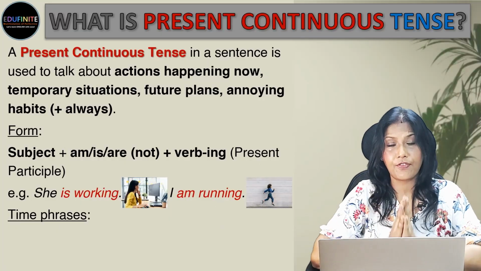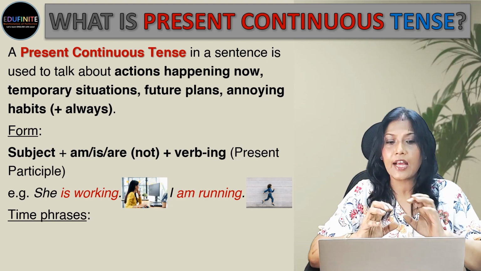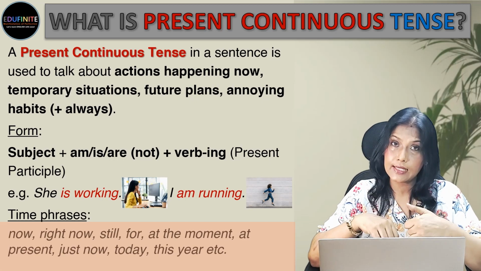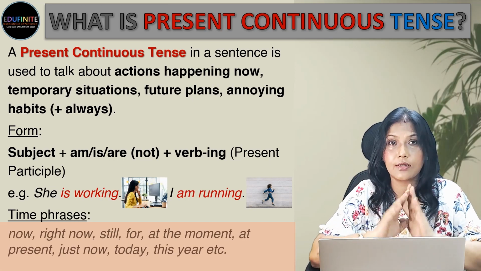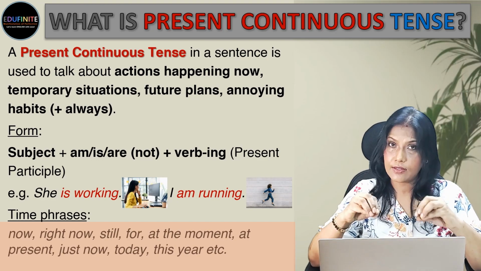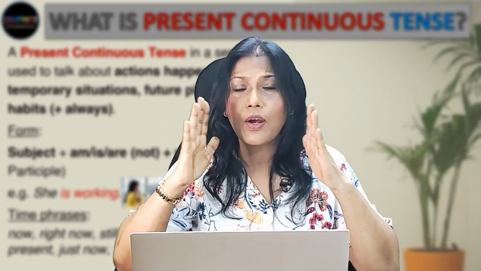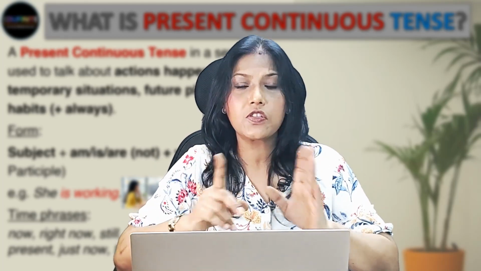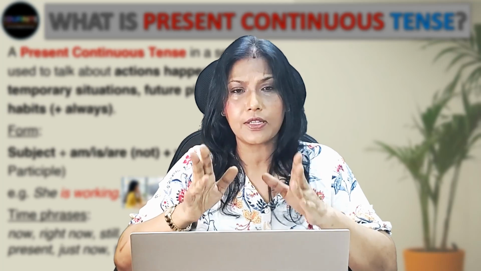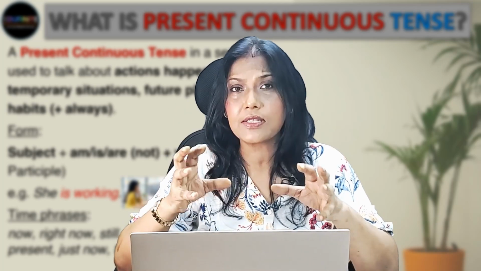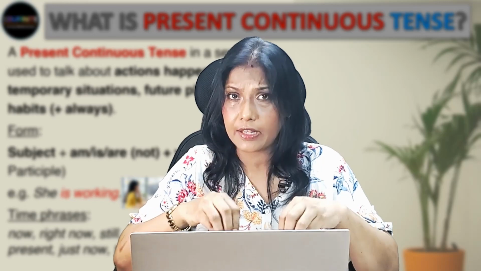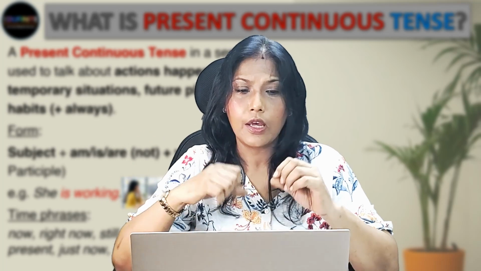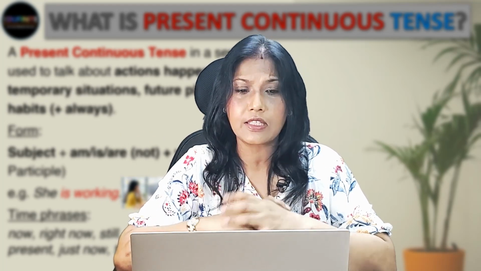Okay, now the time phrases that we usually attach to present continuous tenses are like now, right now, still, for, at the moment, at present, just now, today, this year, etc. So anything trying to tell us something that's happening right now. So those words are used with present continuous tense, because as we know, present continuous tense usually focuses on the time. That means something that's happening right now, or it's continuing. It might not have stopped, but it's just continuing on. So in those situations, we use present continuous tense.